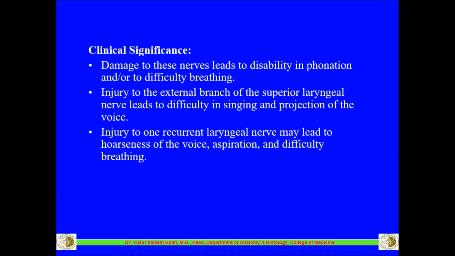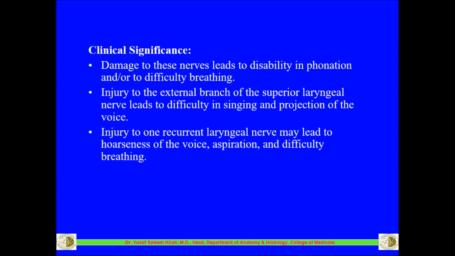If there is injury to the recurrent laryngeal nerve, this becomes more complicated because it supplies all the muscles except the cricothyroid. All other muscles of the larynx are supplied by the recurrent laryngeal nerve. So injury to one side will lead to hoarseness of voice, because the other side is still intact. So there will still be production of voice, but there will be hoarseness, as well as aspiration of foreign particles and even difficulty in breathing, because of the non-functioning of the muscles on one side.